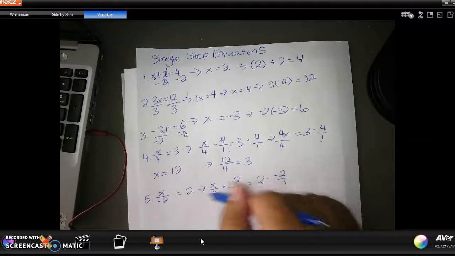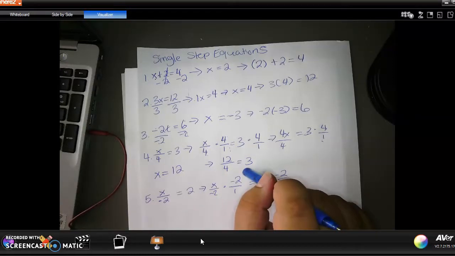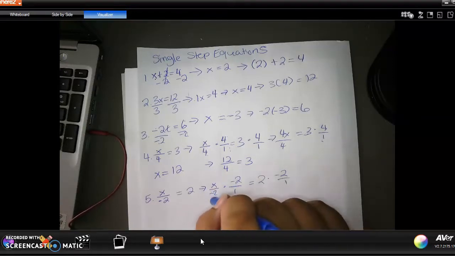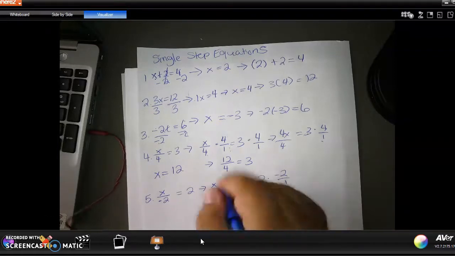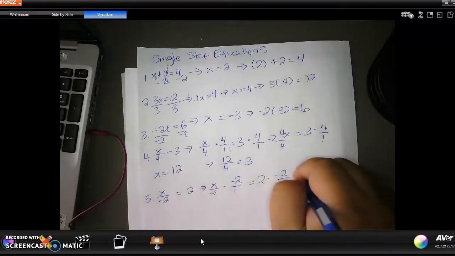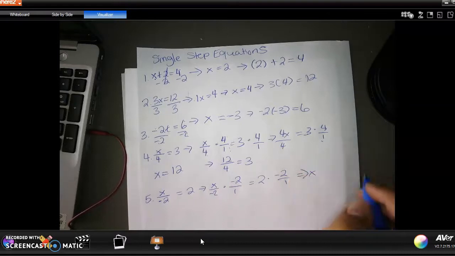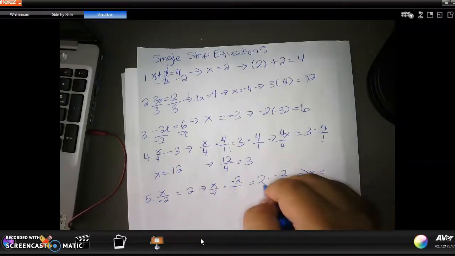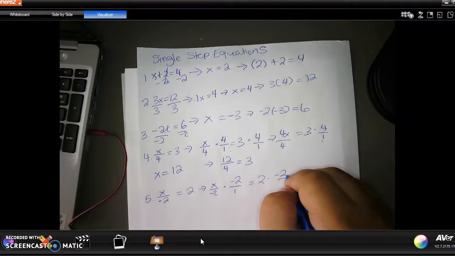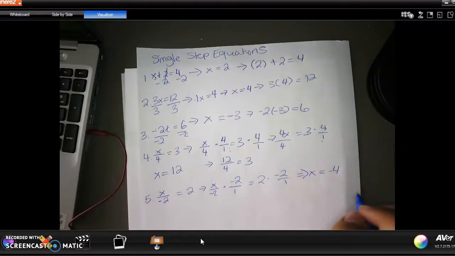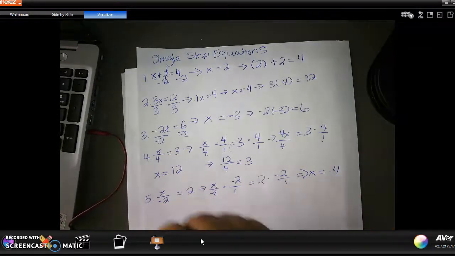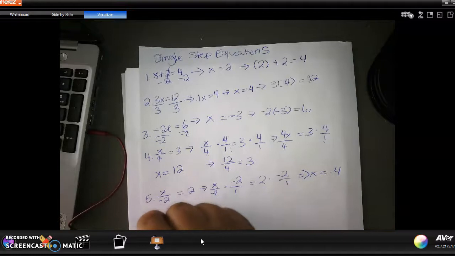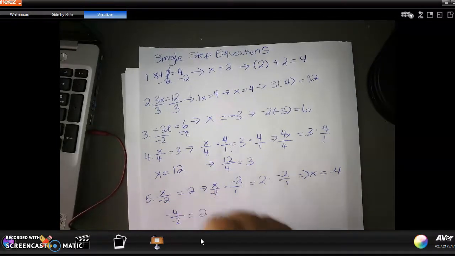So right here, we're going to do that cross multiply. So x times negative 2 is negative 2x, and negative 2 times 1 is negative 2. So that would be x, and then equals negative 2 times 2 is negative 4. And then divided by 1 is still negative 4. Again, we can check it. So negative 4 divided by negative 2 does equal 2. Because 4 divided by 2 is 2. A negative divided by a negative is a positive.